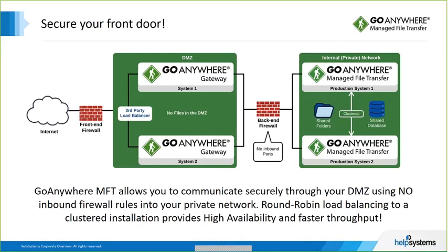On top of that reverse proxy, we also allow round-robin load balancing, which means we can handle high availability and faster throughput. So there's a lot of things you can take advantage of here just by securing the front door of what you're trying to communicate with.